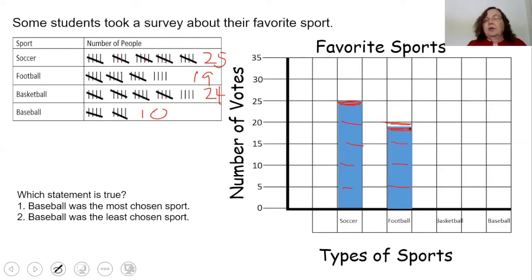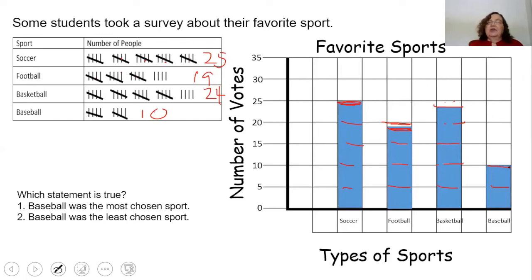How about 24? Let's count. 5, 10, 15, 20. Ooh, if I go all the way up to there, that's 25. So I know I have to be a little under to make 24. Let's color up to there. Beautiful. And then baseball is 10. Let's count. 5, 10, and just color up to there.